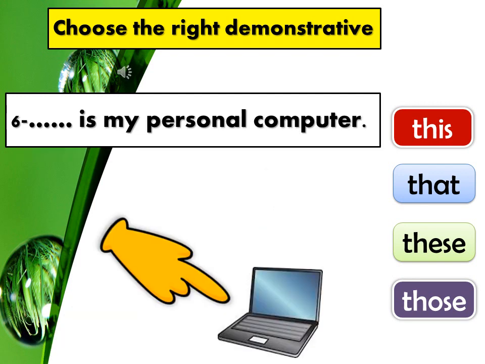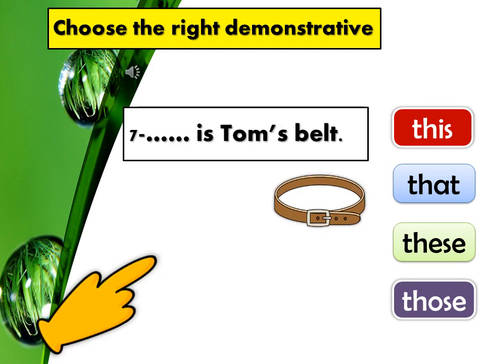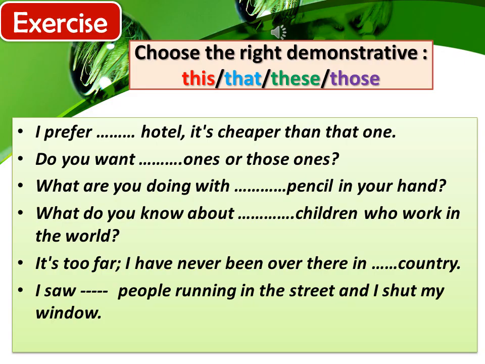Exercise number 6. So here look, we have a personal computer, laptop. Blank is my personal computer. So it's singular. دونك احتمال الوحيدين this and that. إلا كان قريب غنستعملو this. إلا كان أبعد غنستعملو that. Look here we have it is near. So we say this is my personal computer. Next exercise, look here we have a belt, حزام. So it is singular. So the only choices here are this and that. So let's see first. Is it near or far? So كتبان أبعد far. So that is Tom's belt.